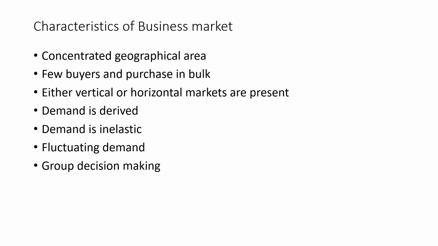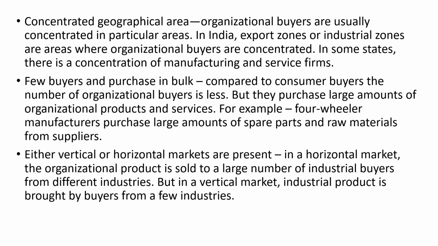Like a retail customer, the customer alone may make the decision, or his family member or friend may help him to make the decision. But for an industrial product, it will be the entire sales team of that company. They will all sit together and decide whether to buy that particular industrial product or service. So it's a group decision-making process in the case of business products. So these are the characteristics of the business market.